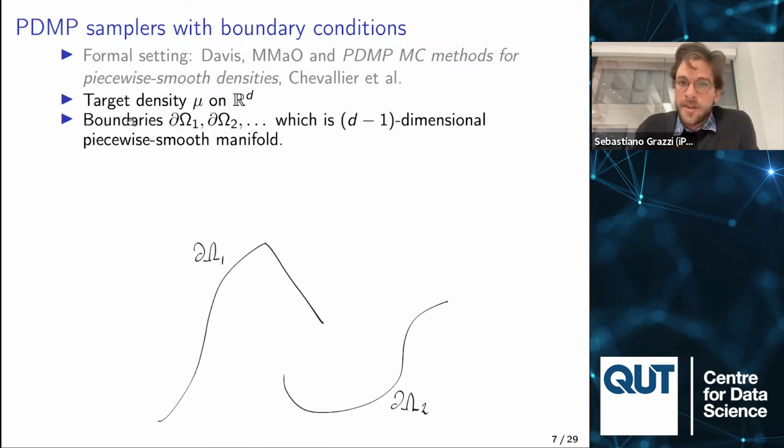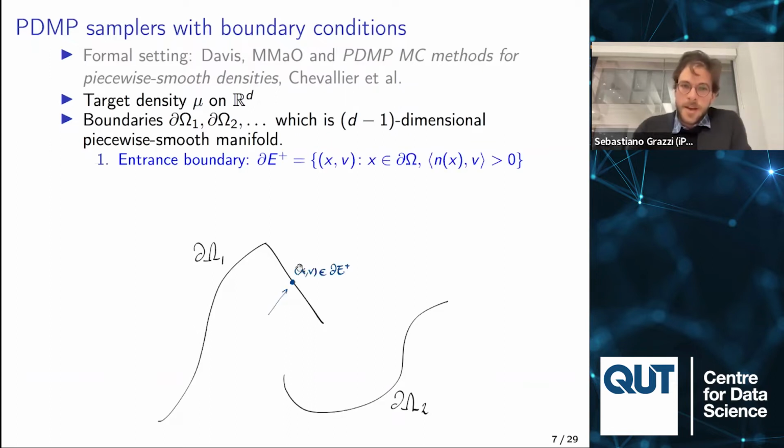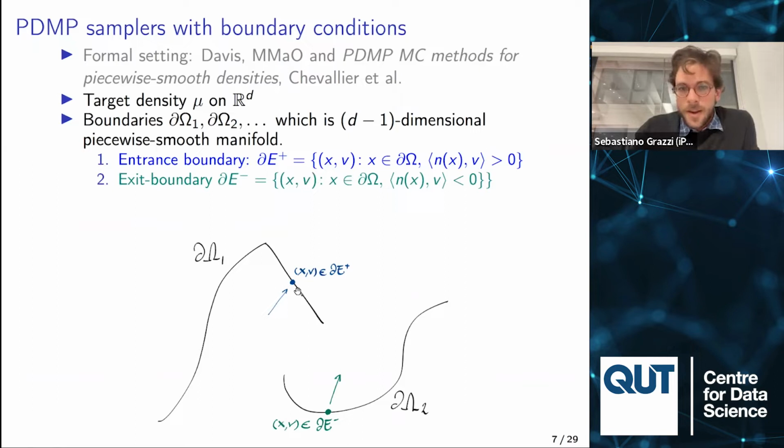So I'm assuming that we have a target density mu on R^D. And we define boundaries. Boundaries are D-1 dimensional piecewise smooth manifolds. And in R2, in this illustration, they are essentially just piecewise smooth lines. So in this setting, we have to define entrance points in the boundary and exit points in the boundary. These are points where the process hits the boundary and points at the boundary where the process leaves the boundary. You can see it from the arrows.